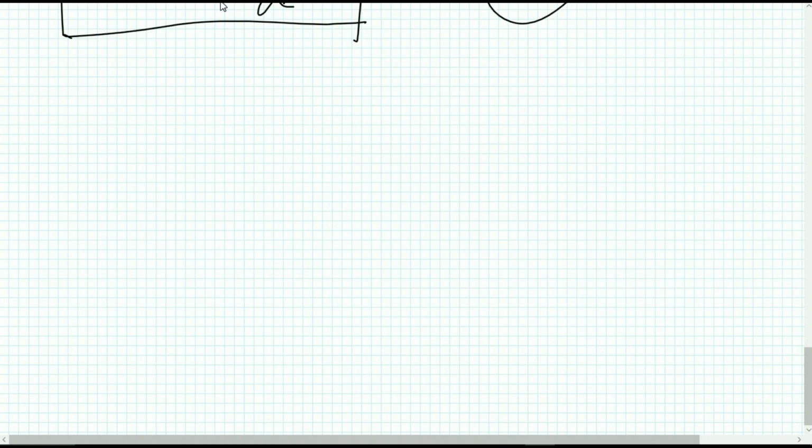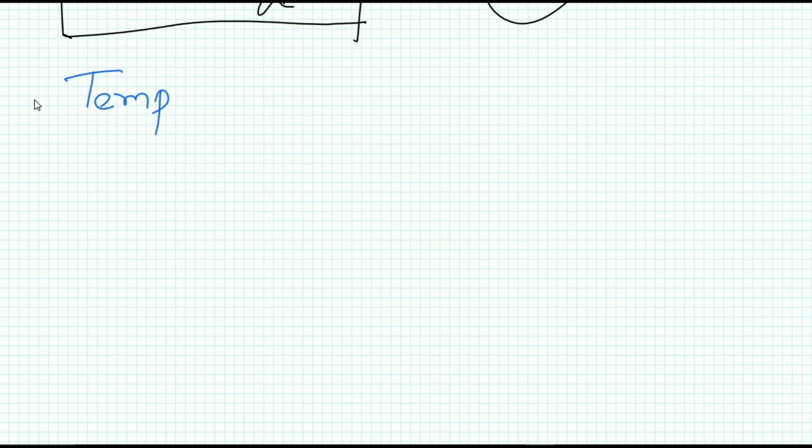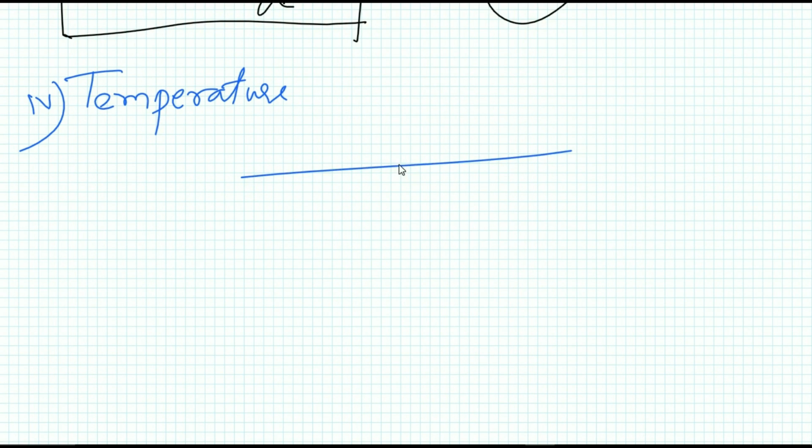The last one is the temperature of the conductor, okay, fourth one. That means if the temperature of the conductor will be more, then the resistance will also be more, okay. That means resistance is directly proportional to the temperature of the conductor, okay. The resistance of a conductor at temperature T can be determined with this formula, okay.